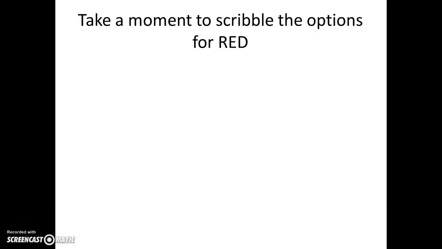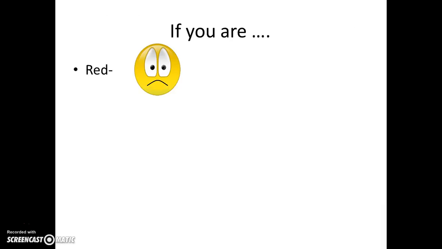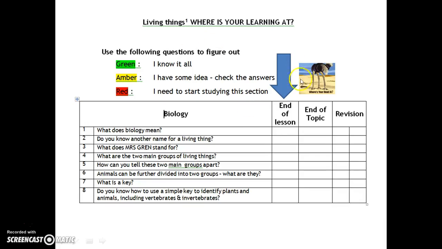So let's see if you were right. If you decide you are red for a statement, you would put in a super sad little, not quite smiley face, sad face. You might decide to, with a red pen, put in a letter or you might decide to color in the whole cell red. So straight away you are going to have an absolute visual.